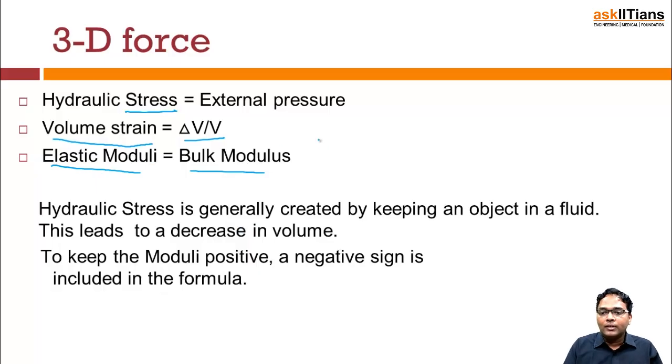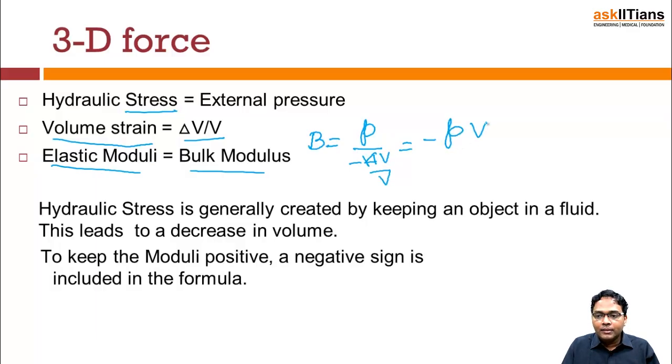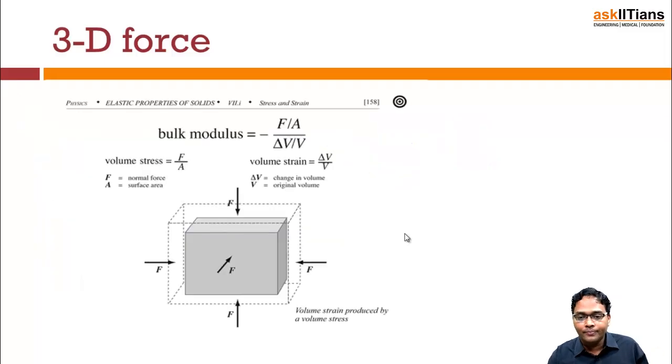So in this particular case, we call it the bulk modulus. The bulk modulus is going to be equal to the pressure divided by minus delta V divided by V, or you will say minus PV divided by delta V, right? So this is the bulk modulus in the case of water, or when the object is surrounded by liquid from all sides. So the pressure is being exerted from all sides, right? Okay, so if we just try to understand it, this is the expression that we get.